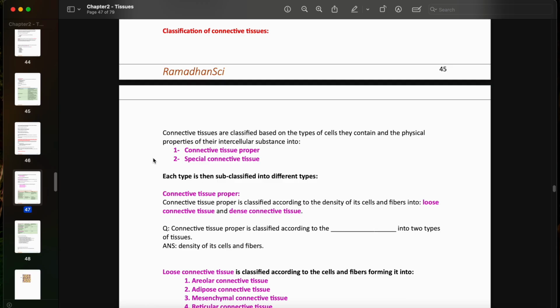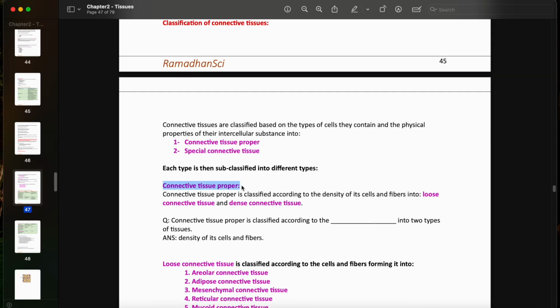Now, we're going to have the classification of connective tissues. Connective tissues are classified based on the types of the cells they contain and the physical properties of their intercellular substance. So we're going to have connective tissue proper and special connective tissues. And then each type of tissue is going to be subclassified into different types. So we're going to start with the connective tissue proper.